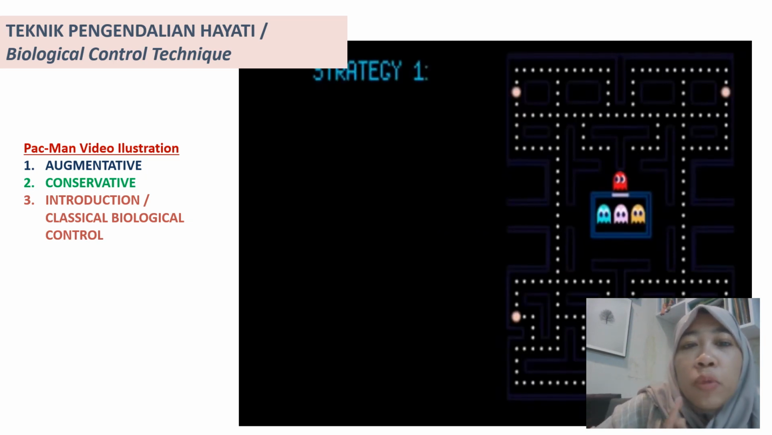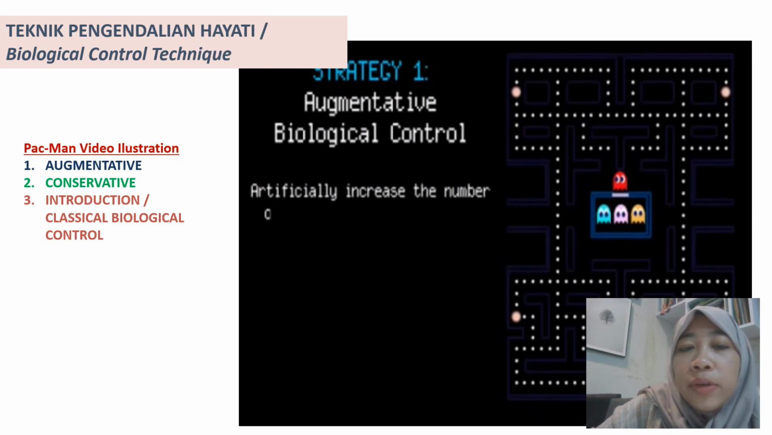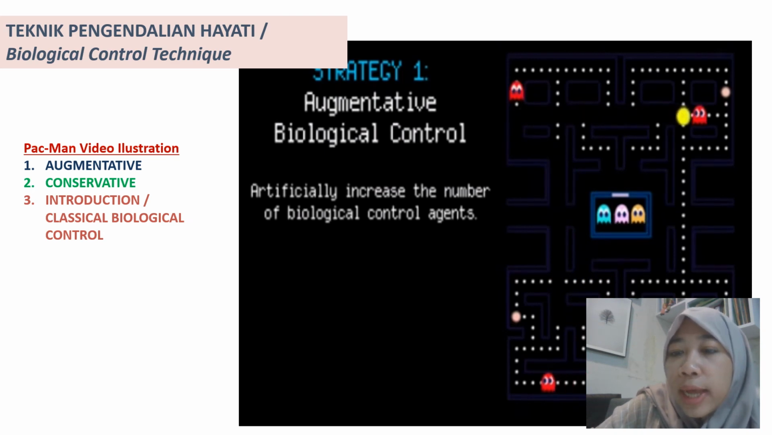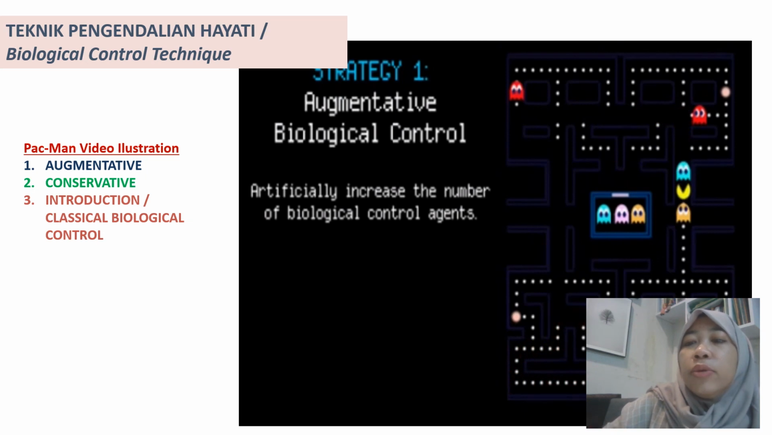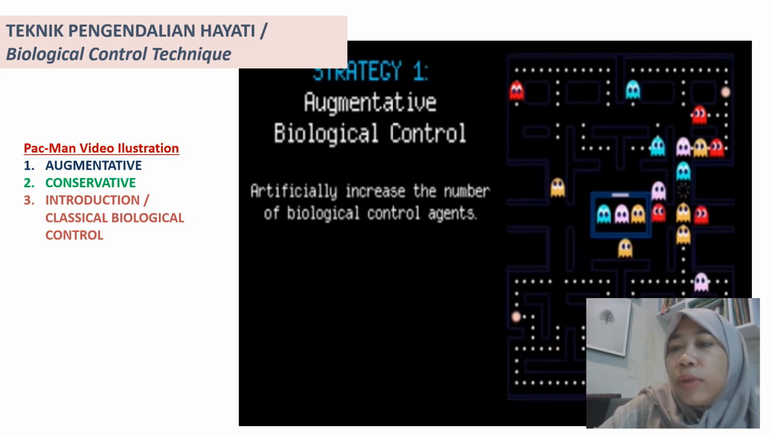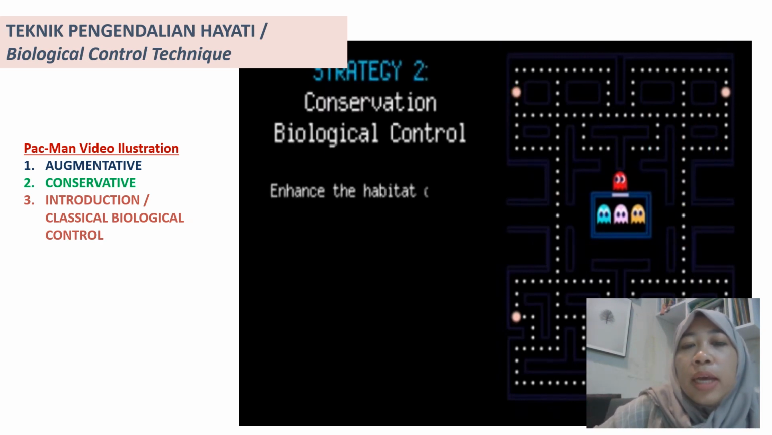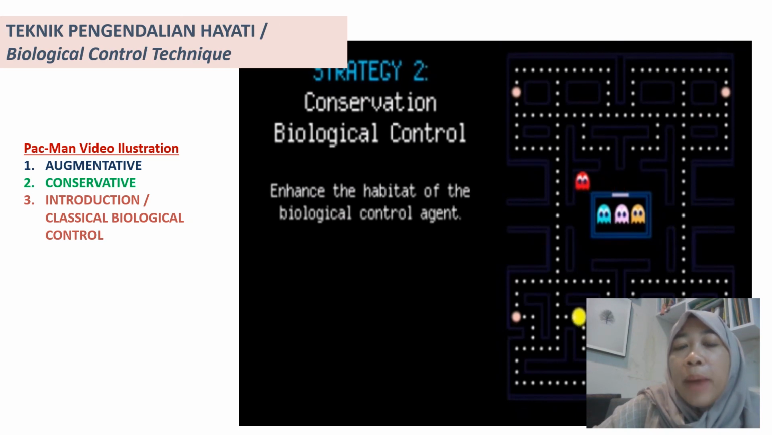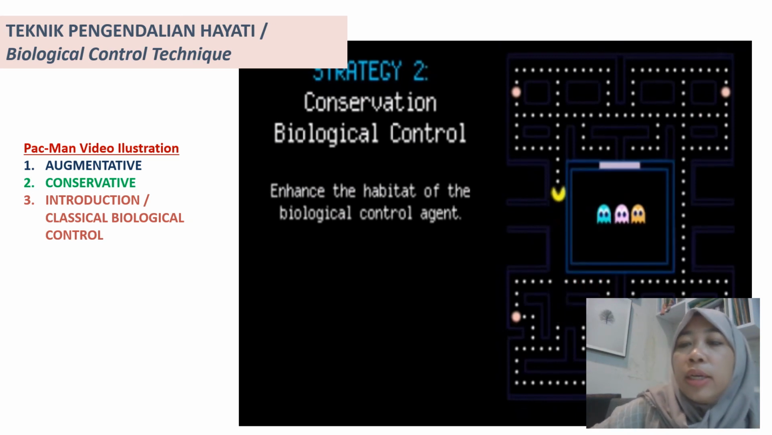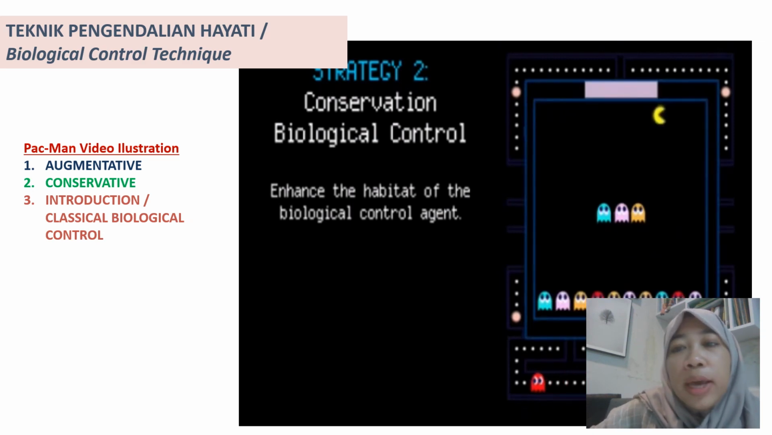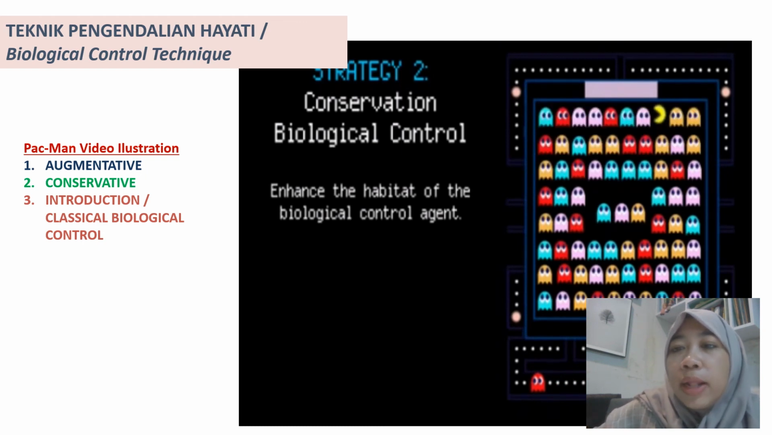So the first one is augmentative. We artificially increase the number of biological control agents by producing the natural enemies in the laboratory, and we can release them into the plantation, so they can control the pest. Then the second strategy is conservation. Enhance the habitat of the biological agent by reducing insecticide, or we can plant refugia, so the natural enemies will breed easily and attack the pests.